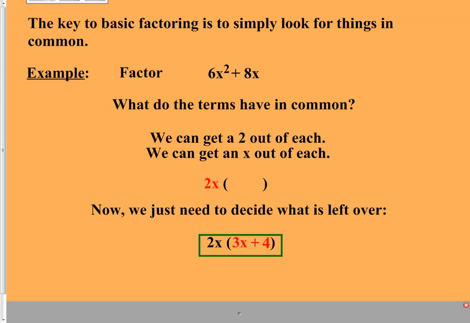Okay, so when it's factored properly, we get 2x out of each of the terms, and in parentheses now, we have the original binomial without those factors, 3x plus 4. And you can also always recheck these answers by distributing the 2x back into that binomial, and you see if you get the original problem back.